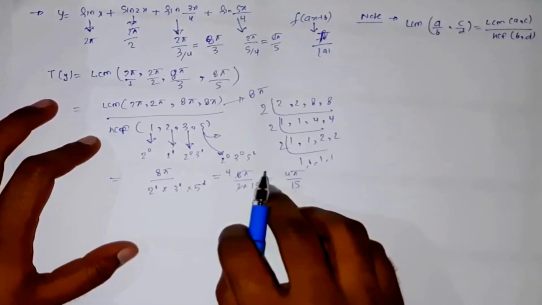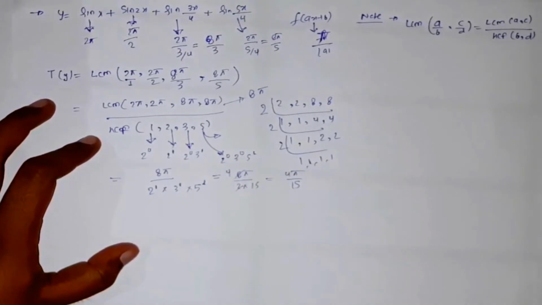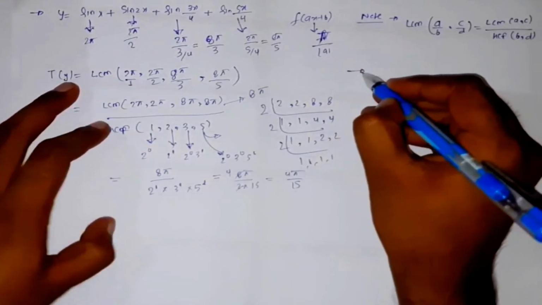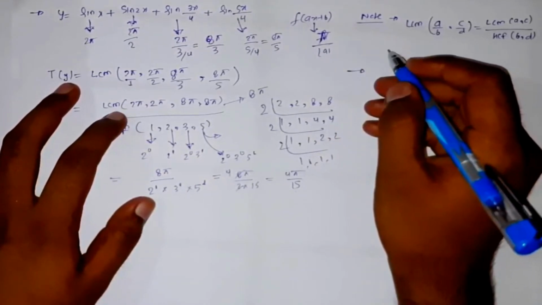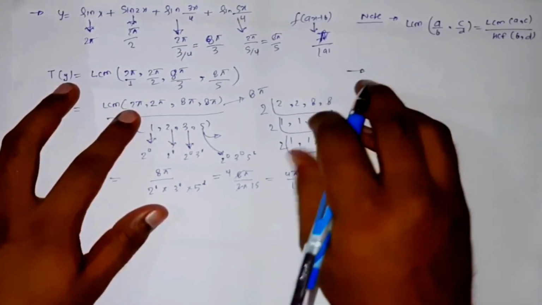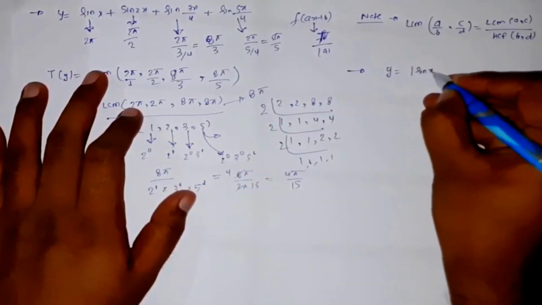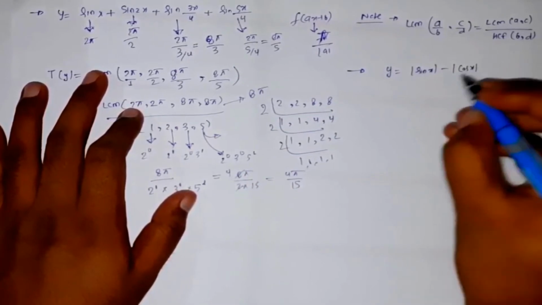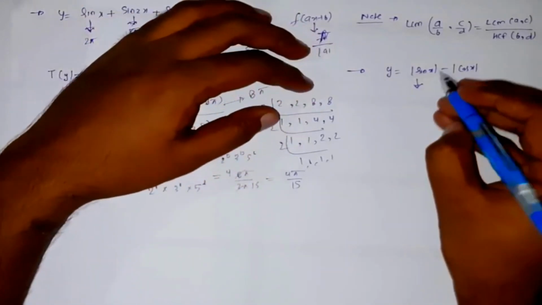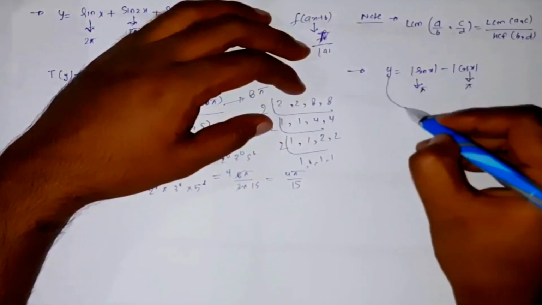Okay, so what we'll do, we will take one more example like this. I'm going to take one example like y is equal to sine of x minus cos of x. The period of this function will be pi. So the answer will be pi.